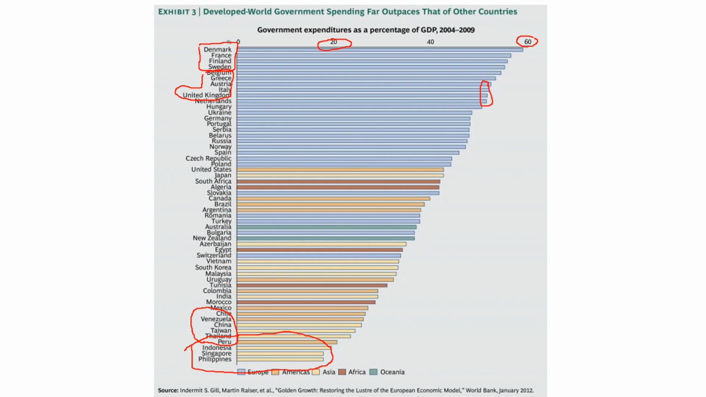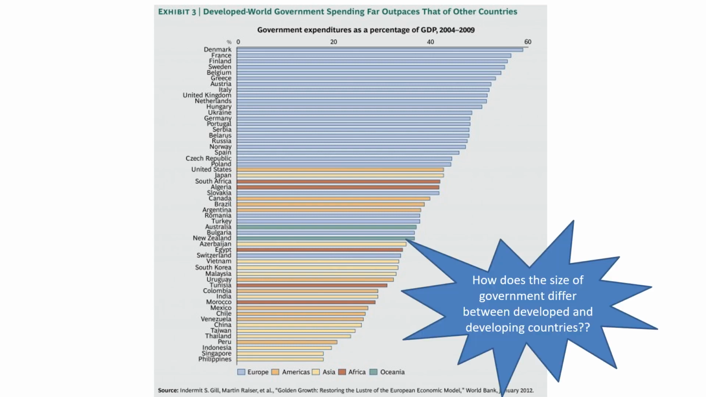If we have a look at the color coding of these charts, what we can see is that the blue countries here are the European countries. So typically in Europe, we have a larger government sector, with higher public sector spending. And in Asian and African countries, down towards the bottom, we typically have lower government spending. So how does the size differ? We would say in developed countries, we tend to have a more active role for government, larger government spending, more public expenditure than in developing countries.